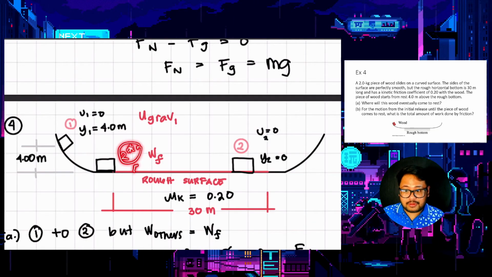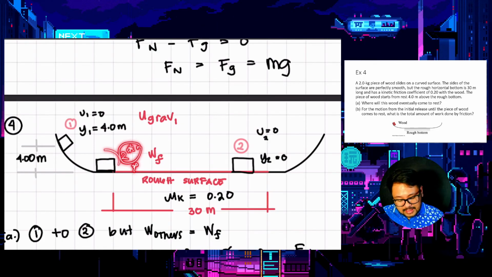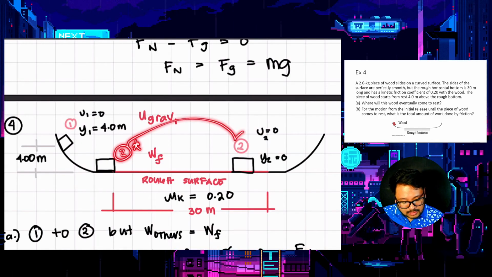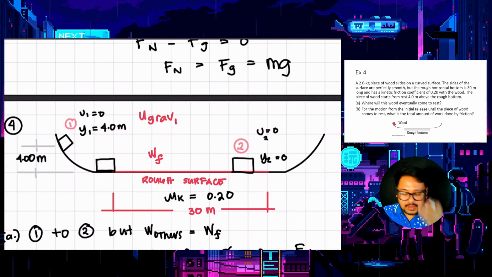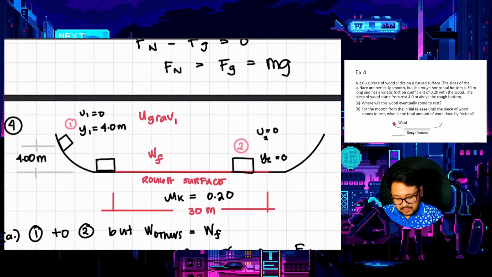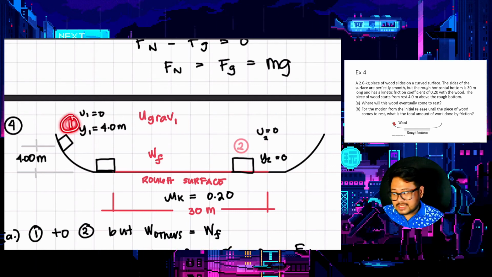We have to find first the kinetic energy here or the speed here, and then analyze it again from this point 2 asterisk going to this point, so that we could get the distance wherein our wood will come to rest. Okay, but I will just analyze it coming from this point going to that point. At this point 1, it started from rest.